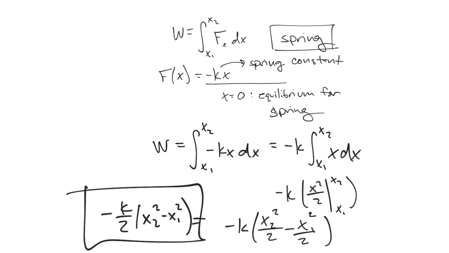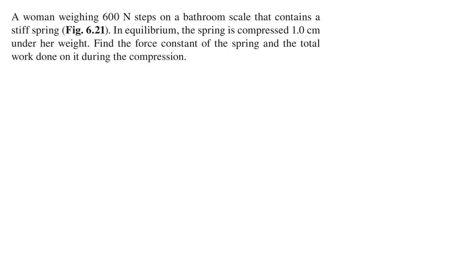So if you've got some kind of force function, you can plug that in here for your Fx. So let's do a quick example problem with that one. This example is example 6.6 out of the textbook, if you want to go refer to it. It says a woman weighing 600 newtons steps on a bathroom scale that contains a stiff spring. In equilibrium, the spring is compressed 1 centimeter under her weight. Find the force constant of the spring and the total work done on it during the compression.